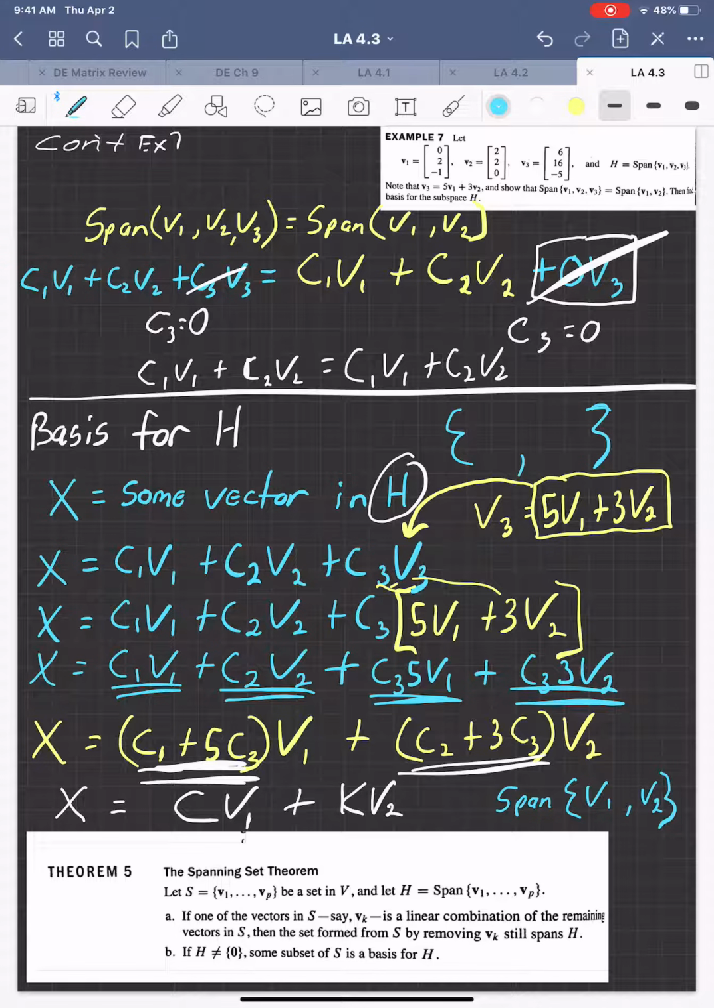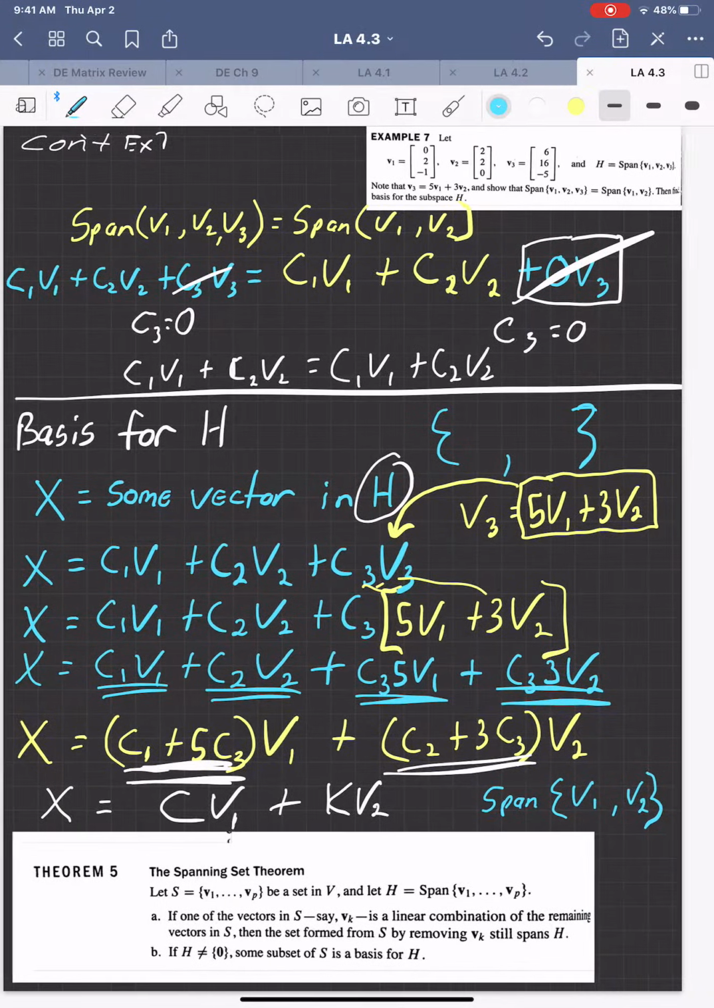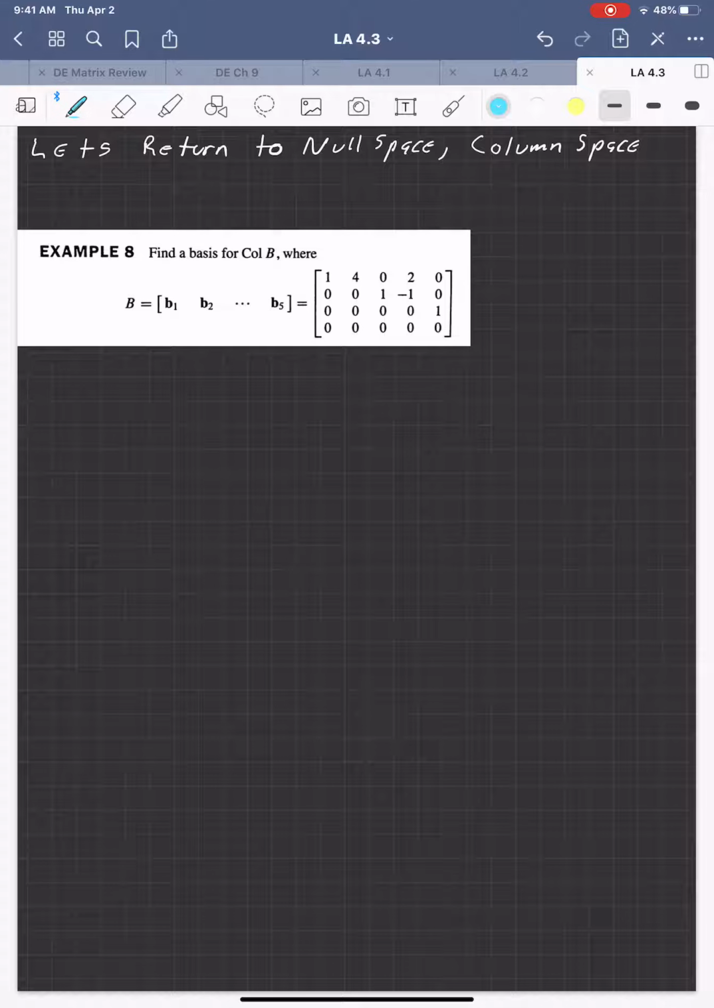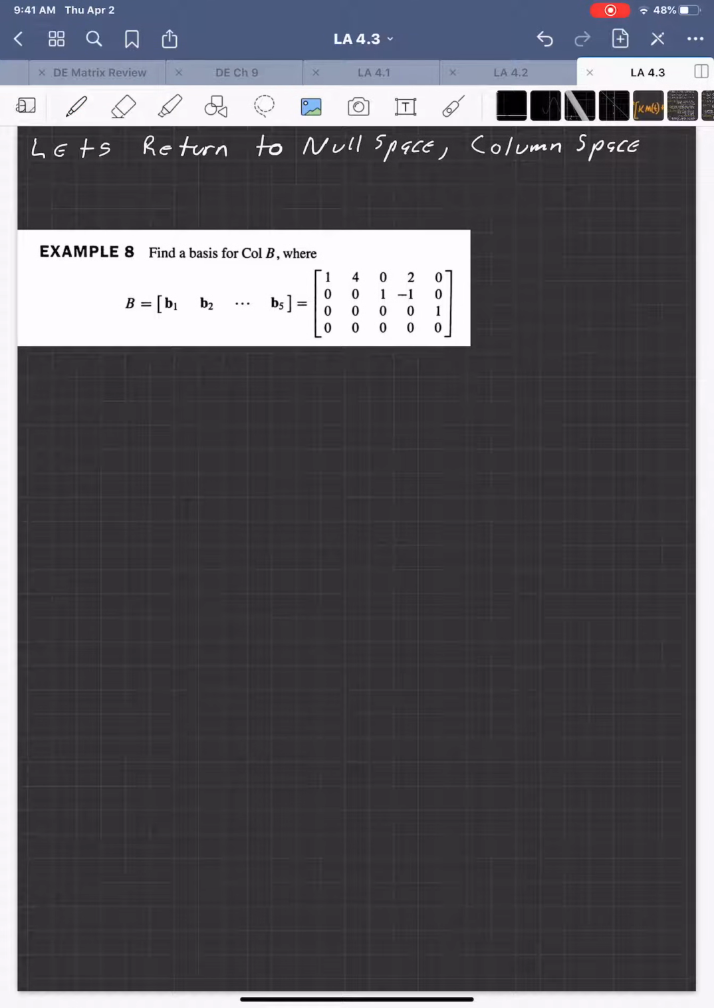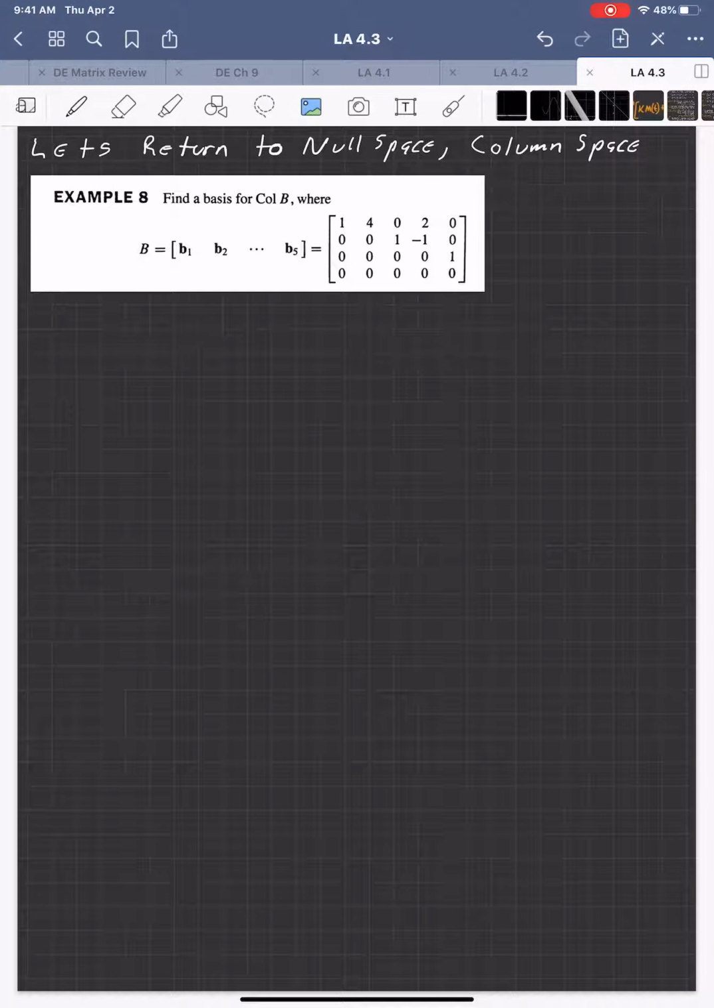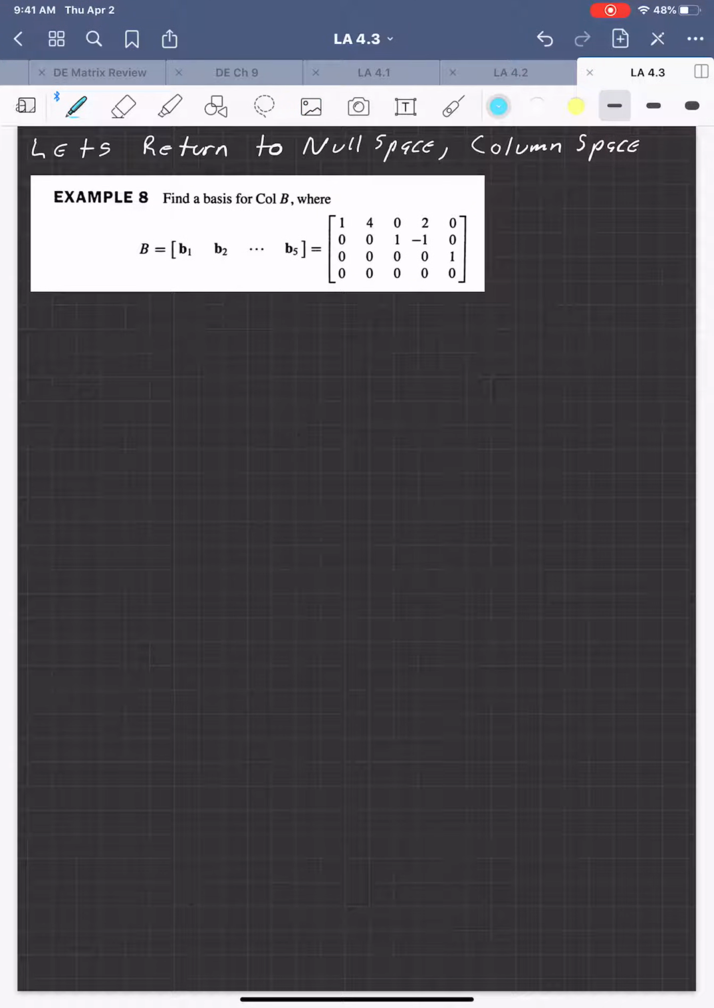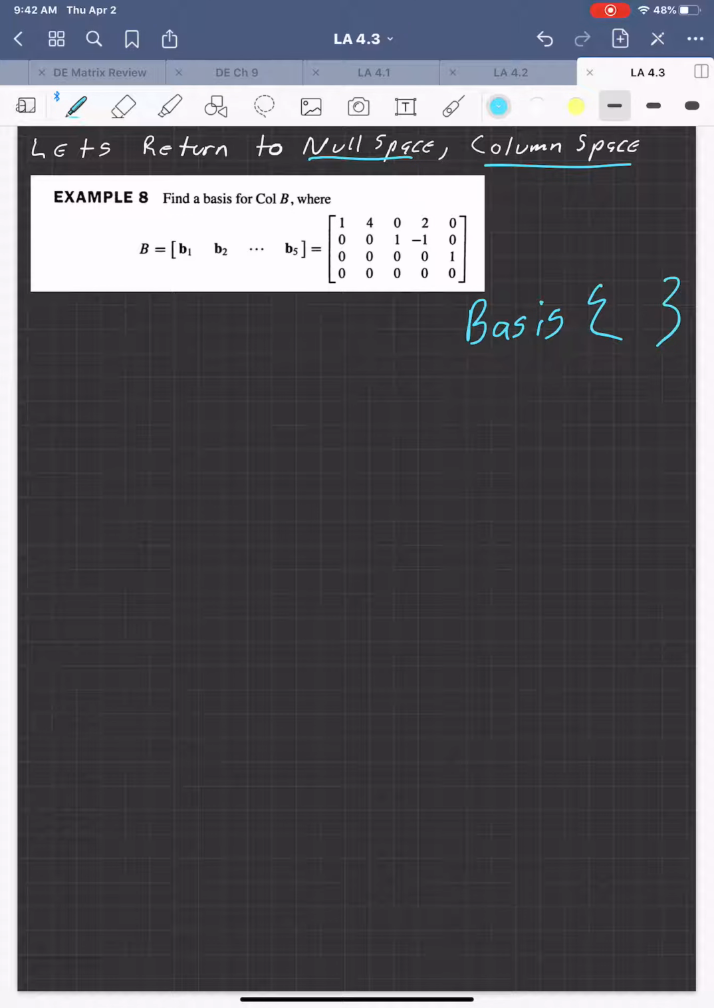And the last bit of material for this section, and if you need to take a break, you take a break, okay? The last bit of material for this section is to answer the question about the bases of a null space and a column space. I want to know what the basis vectors would look like for those two spaces. All right, here we go.